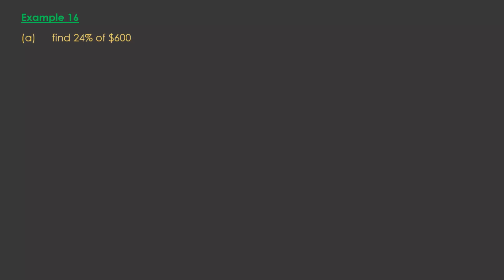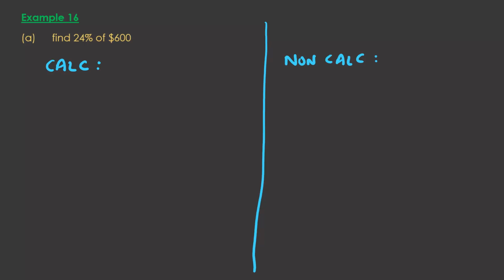We want to find 24% of $600. And let's do that with a calculator method here, and then we'll look at a non-calc method over here. So we looked at 24% in the introduction.